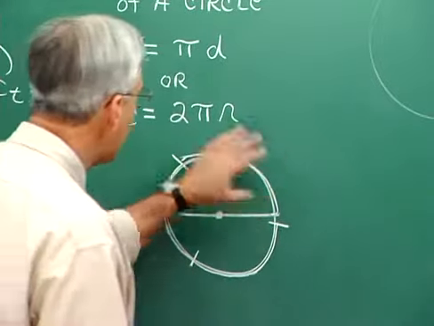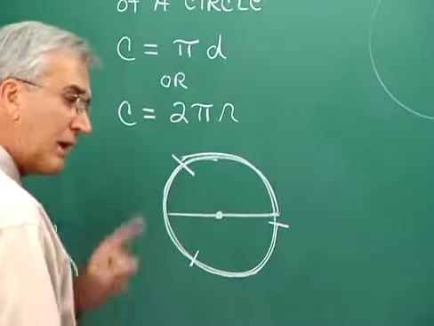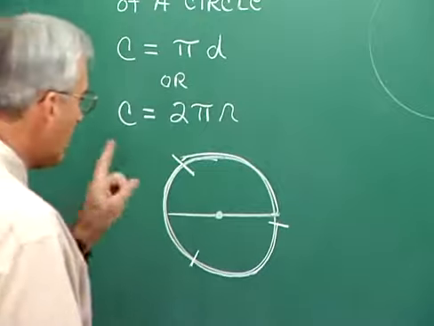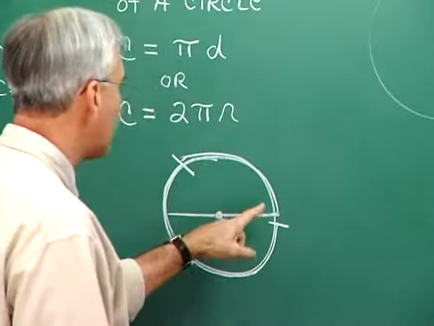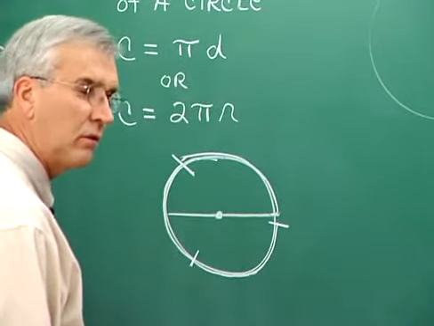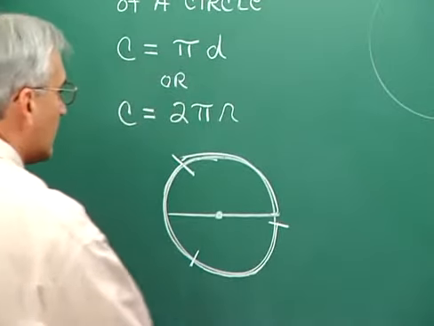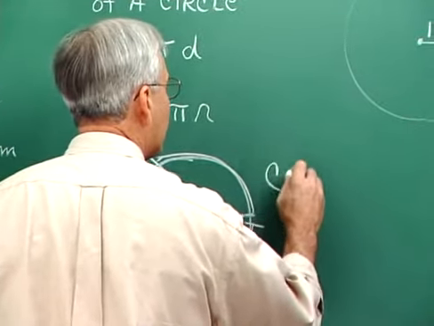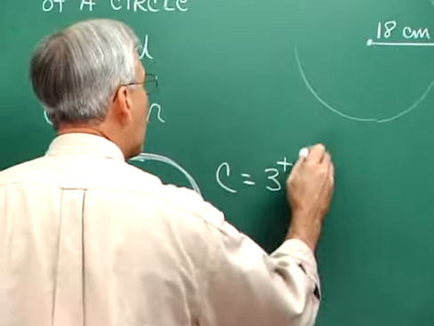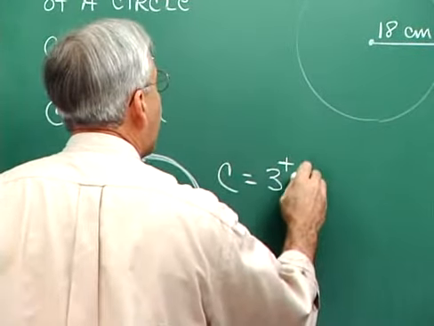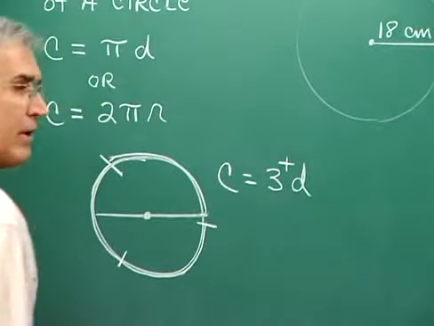Just about makes the whole circuit, but not quite. So it takes a little more than 3 of these diameters to go all the way around the circle, to complete the circumference of the circle. So we can say then that the circumference is a little more than 3 diameters, or 3 times the diameter.